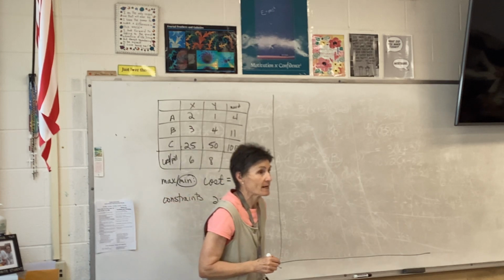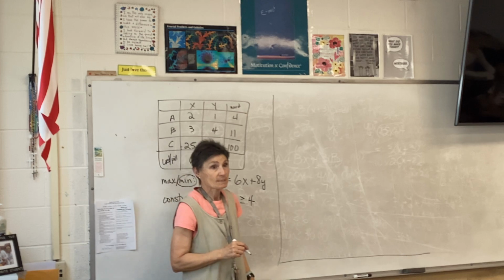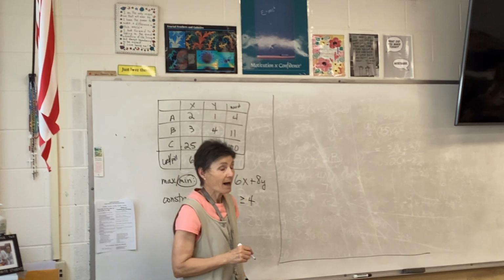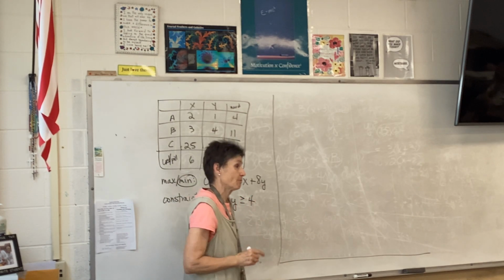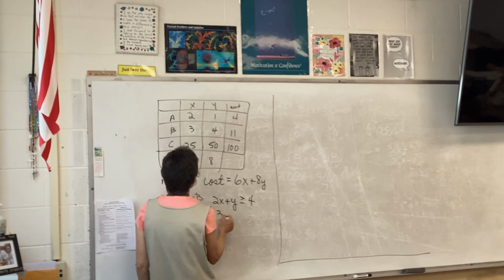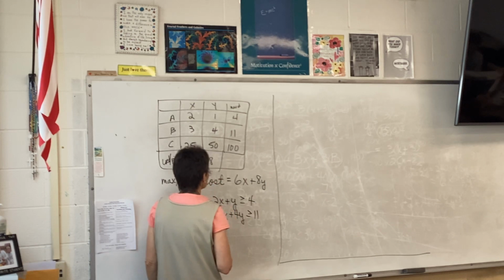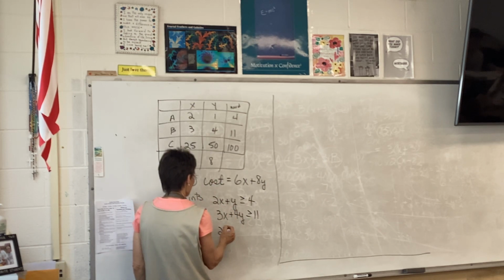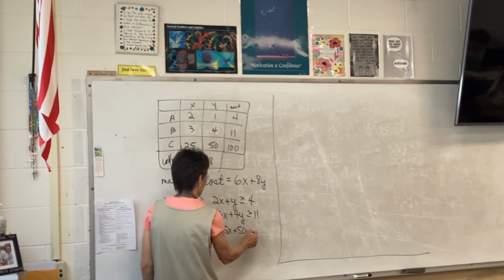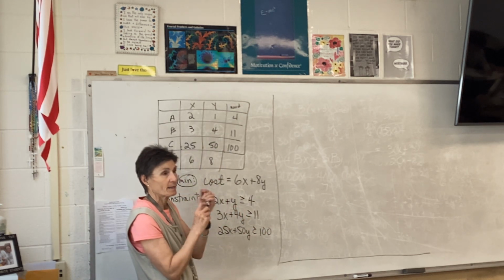Why is it greater than? A lot of times it's less than. Because 4 is the minimum. I have to have at least 4 A's. Okay, and then 3x plus 4y is greater than or equal to 11. And 25x plus 50y greater than or equal to 100. Does that make sense to everybody?